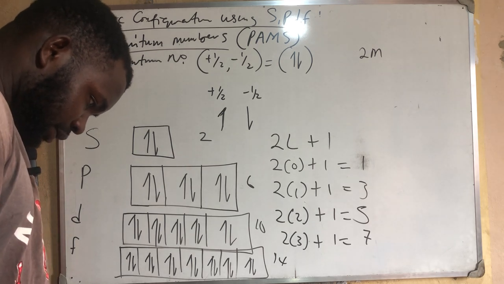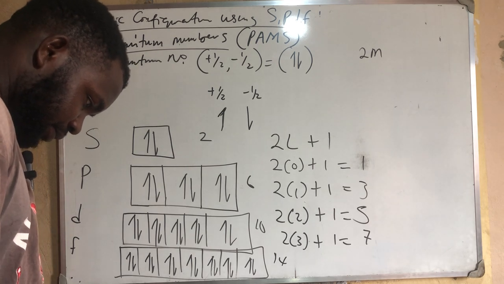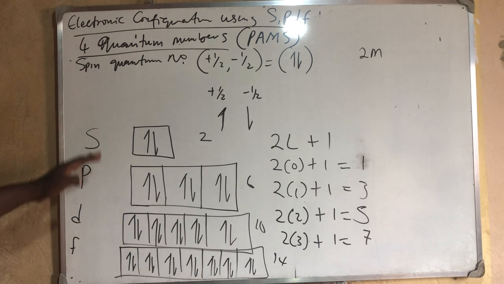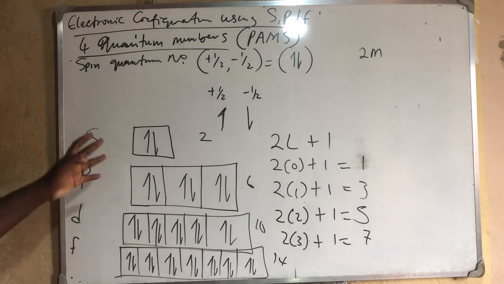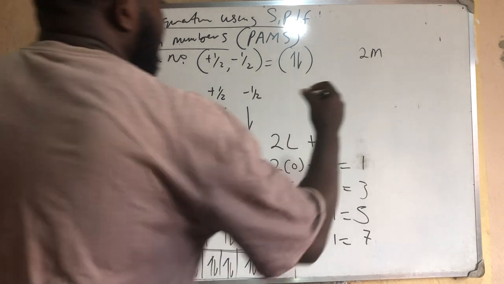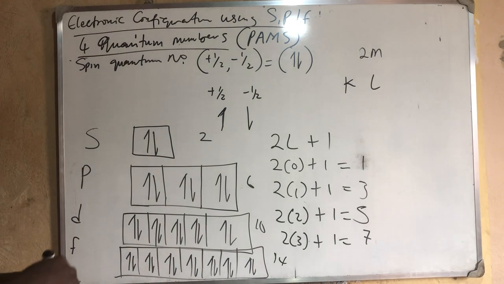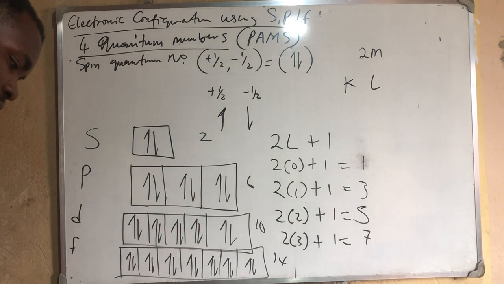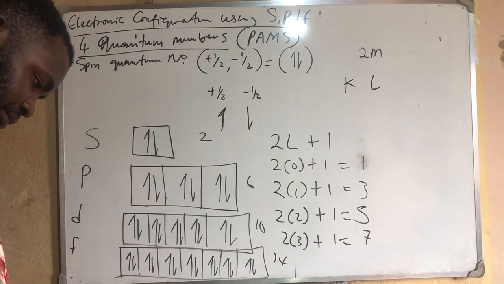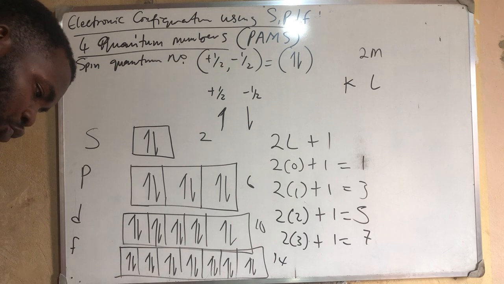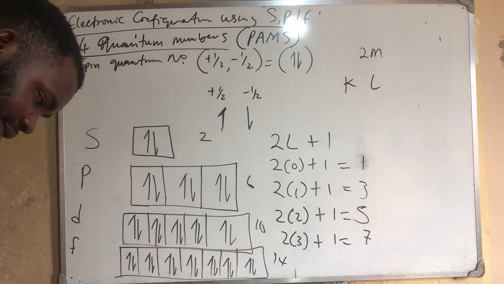All right. In other words, I've explained how these have different orbitals. But let's go to the KLM shell. In terms of shell, how can we get the spin quantum number? In terms of shell, the number of electrons is gotten by the same formula, 2n squared. Don't forget that.